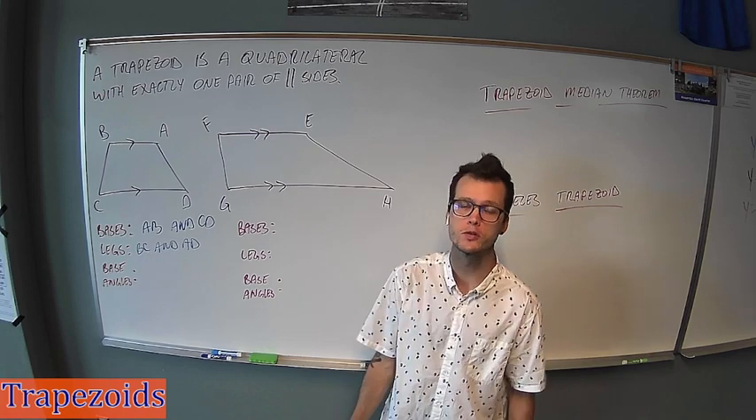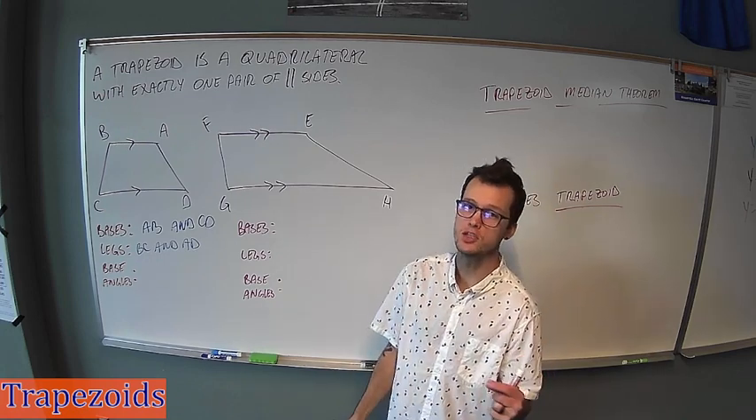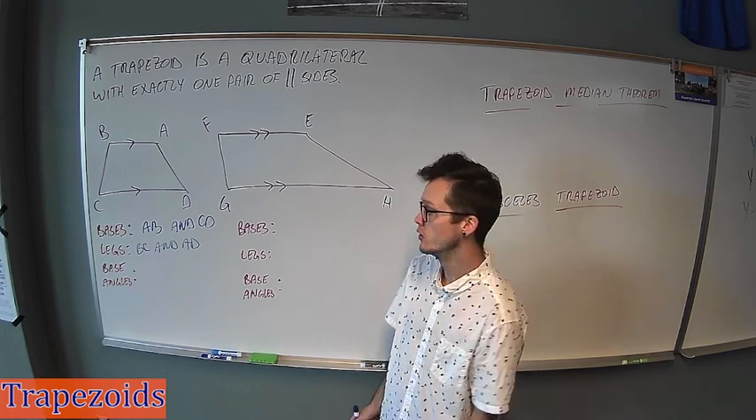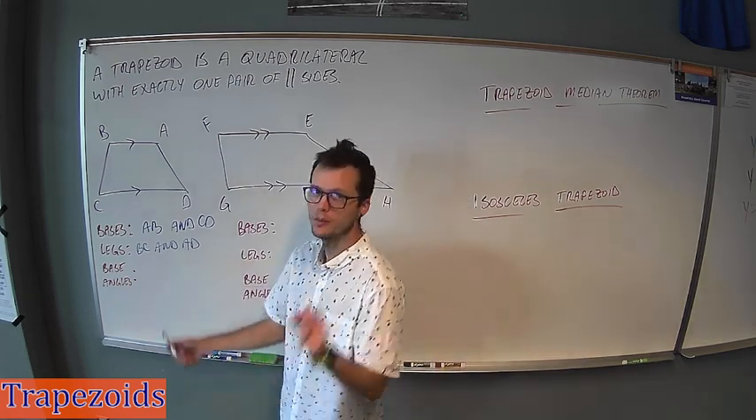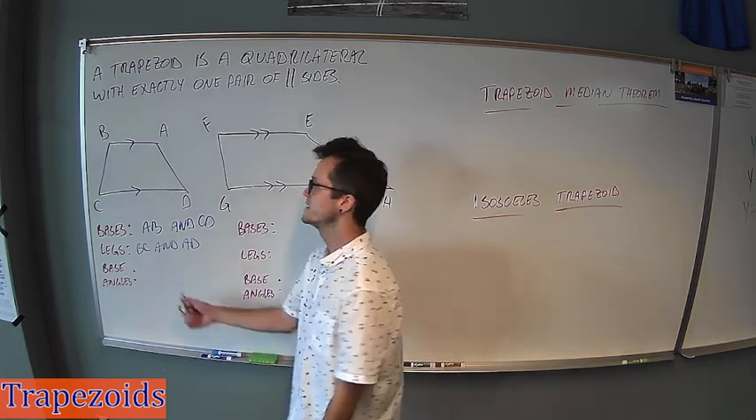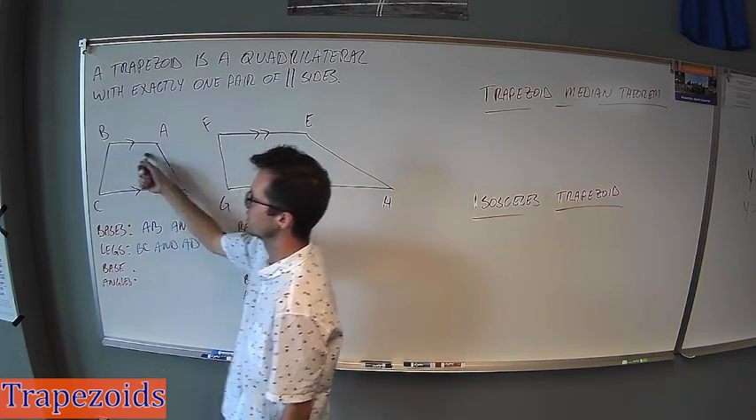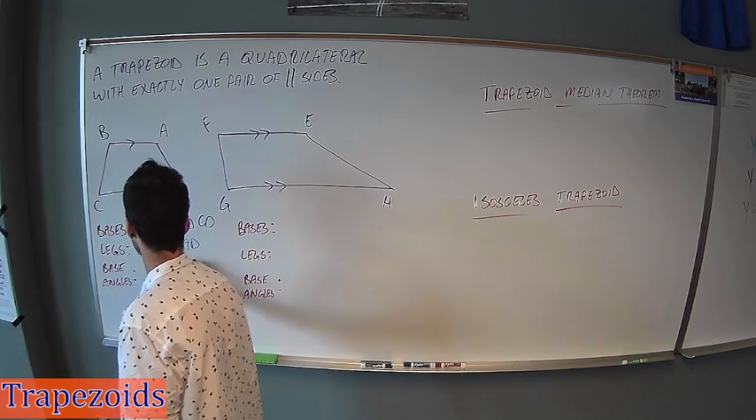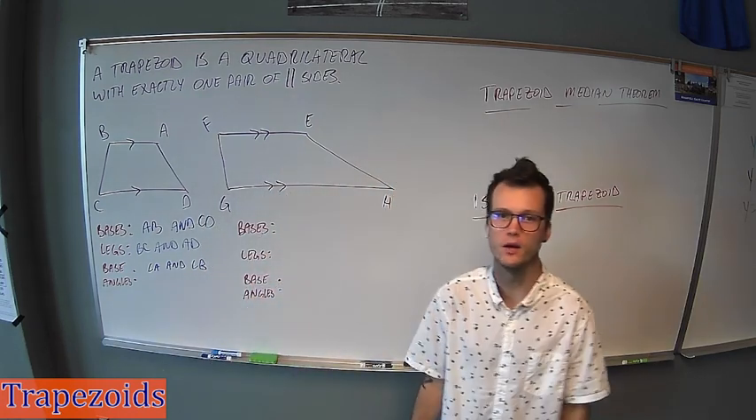Base angles. We've worked with base angles with isosceles triangles in the past. This is similar but also different. Each trapezoid has two distinct sets of base angles. Those are just going to be the angles on the side of the bases. So in this case, the first pair of base angles is going to be angle A and angle B. These are base angles in relation to one another. That's one pair of base angles.